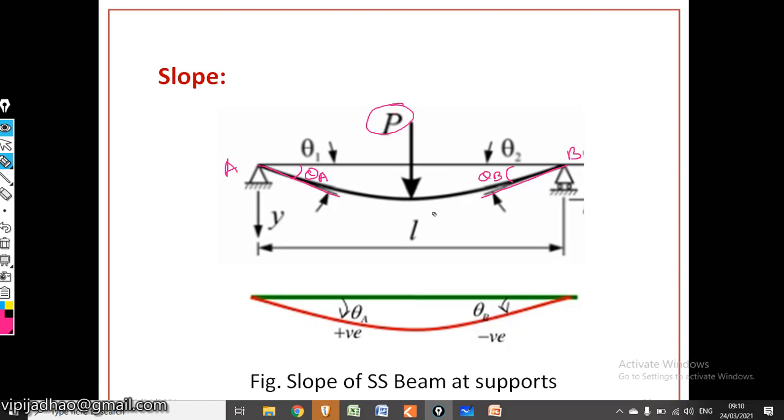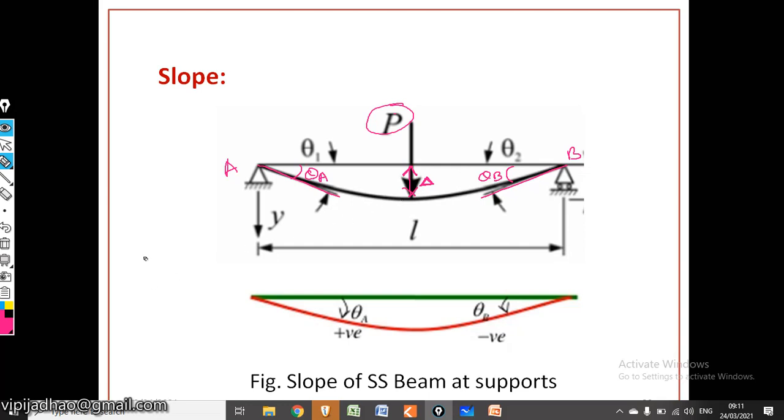Whereas if you see this particular vertical change in the position of this beam, this is called deflection. Okay, so understand the basic difference between slope and deflection. Slope is the angle in radians made by the tangent drawn to the elastic curve with the horizontal axis, whereas deflection is the vertical change in the position of your beam.